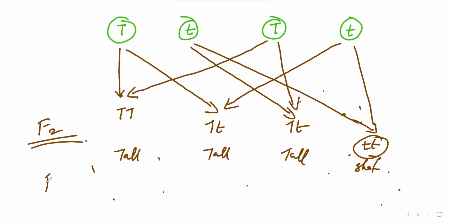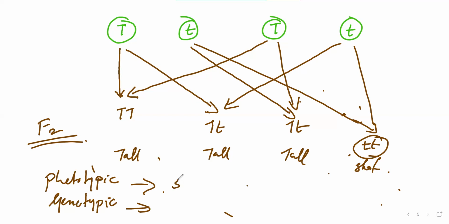So here, if we see the phenotypic ratio and genotypic ratio, it's easy to determine. The phenotypic ratio, we see 3 talls and 1 short, so it's 3:1. Whereas the genotypic ratio will be 1:2:1. Why? Because if you see over here, this is 1, this is 2, and this is 1. So this is 1:2:1. So this is how the characteristics will come over here.